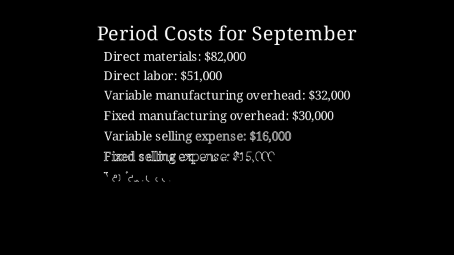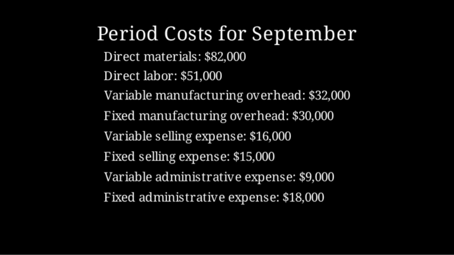In this video, we will compute the total period cost for S&P Enterprises for the month of September. Here is the full list of costs. We have direct materials, direct labor, variable and fixed manufacturing overhead, and 4 expenses that are selling and administrative. Let's place the list on screen, then identify which are period costs. Remember, period costs are selling and administrative expenses.